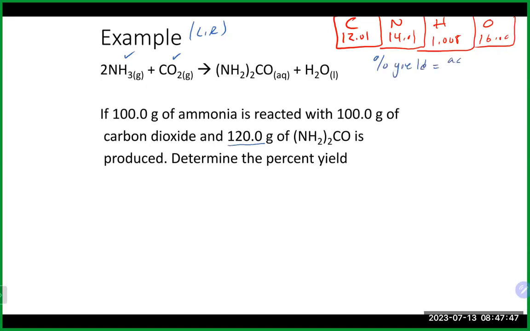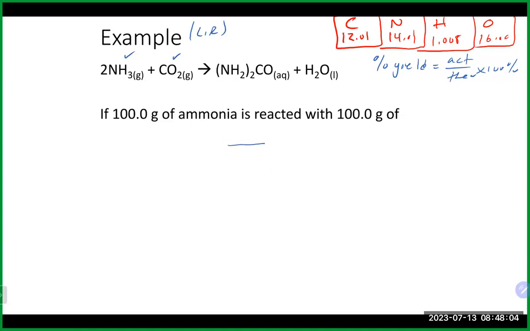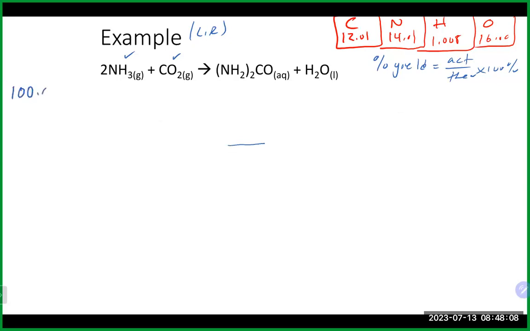So ultimately, we're looking for our actual divided by our theoretical times 100% here. And in this case, we do need to calculate the theoretical. So again, we're going to start with the balanced equation. We're then going to convert everybody into moles. So we have 100 grams of each of those. So we'll start there. 100 grams of NH3.